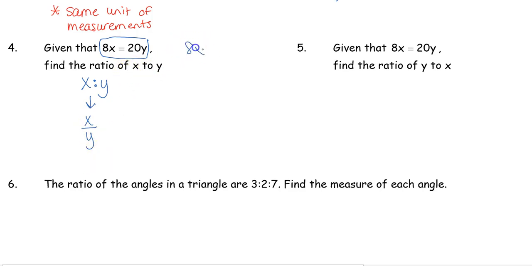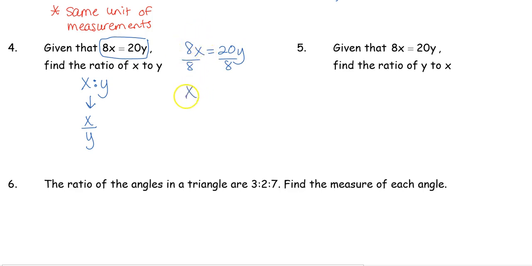So if I rewrite this, 8x equals 20y. We want to get x by itself on top, y by itself on the bottom. It doesn't matter if we move the 8 first or we move the y first. Let's go ahead. Why not just isolate the x? So if I want to isolate the x, I get rid of the 8. And since it's 8 times x, to move it, I divide.